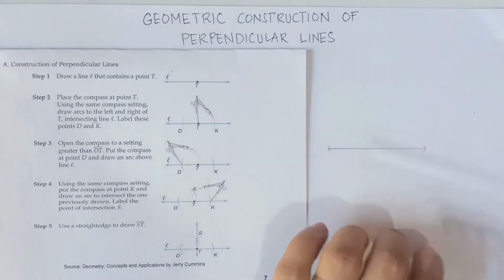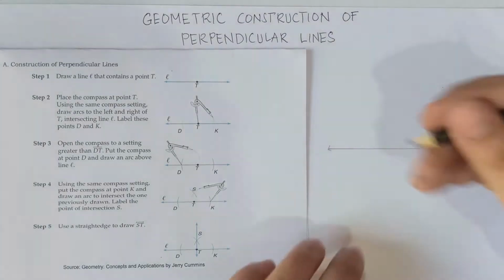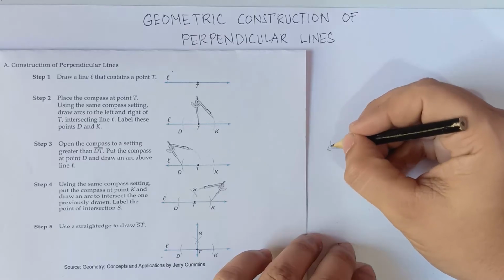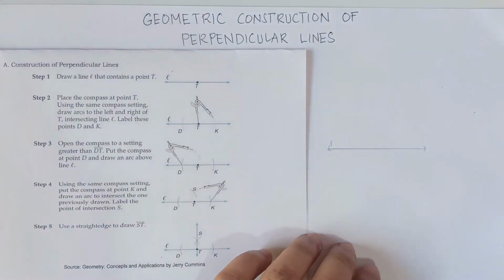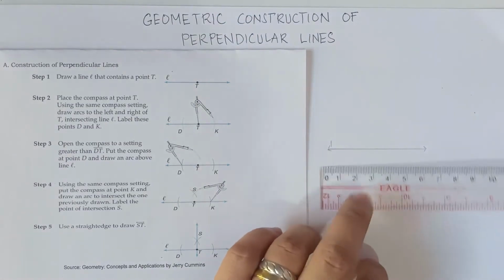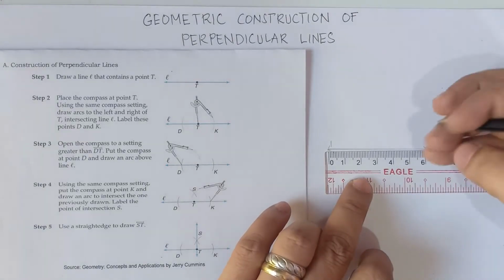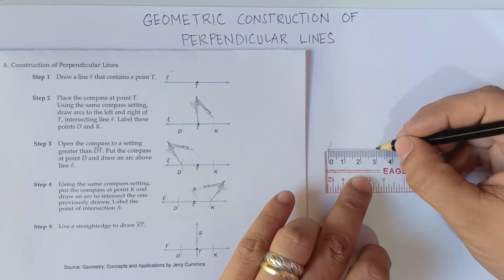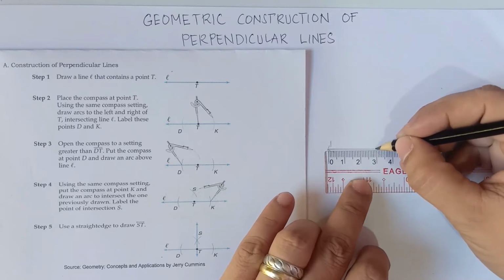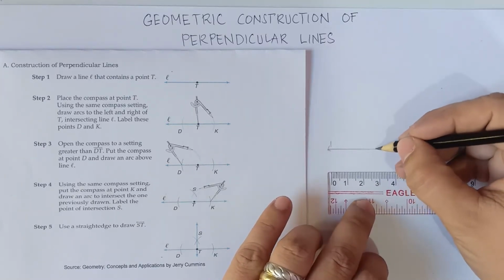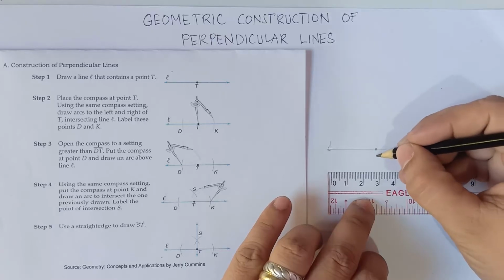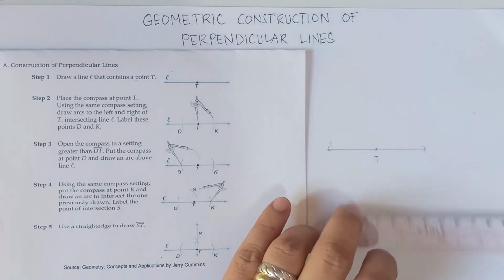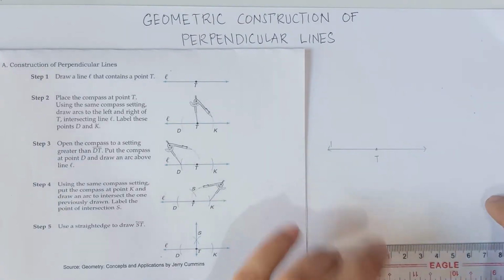Then we label this one as L, small l of course. And then we have point T on the middle part. In between the 6 there would be 3, and this will be point T. Once again guys, you do it step by step, you do it slowly. So this is point T, and this is line L.